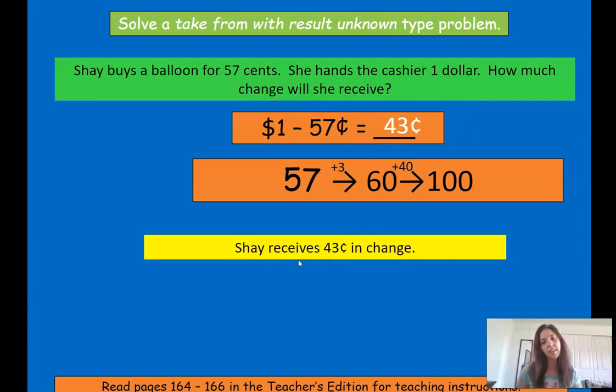And then it's always good when you're working with word problems to then write your answer out in a complete sentence. So it said, how much change will she receive? So we said Shay, because we know her name is Shay, receives 43 cents in change.